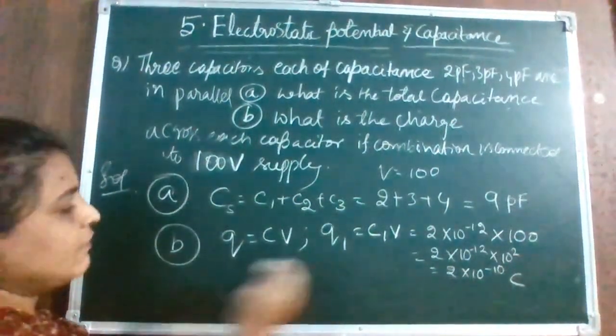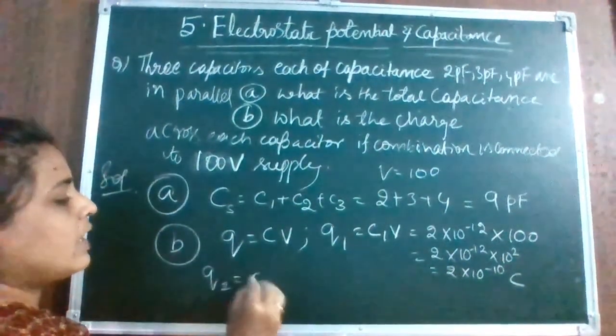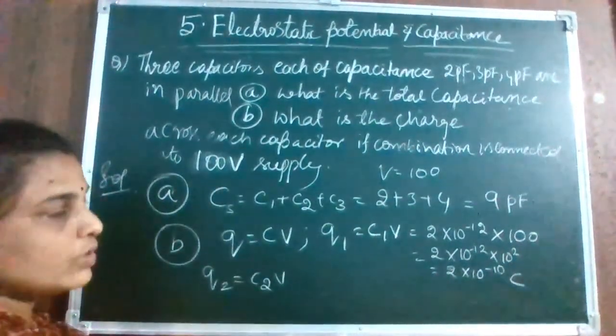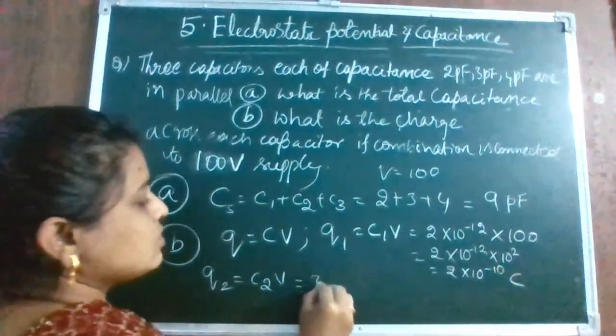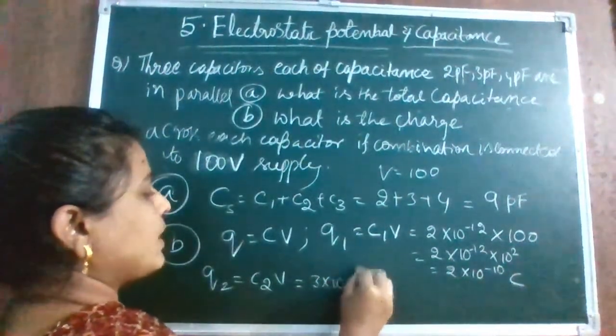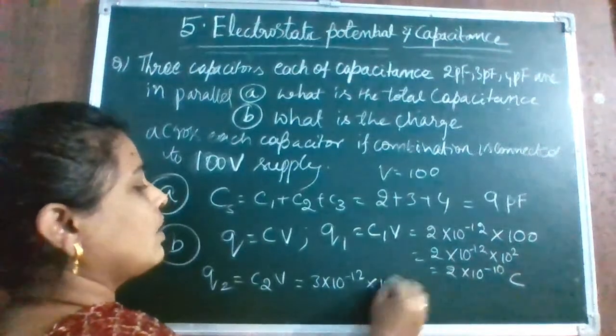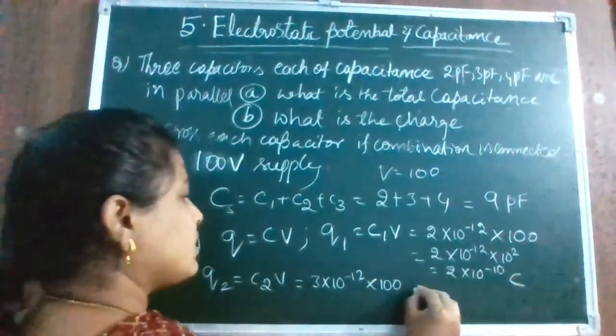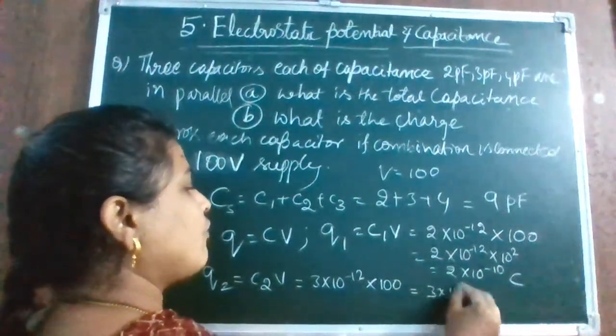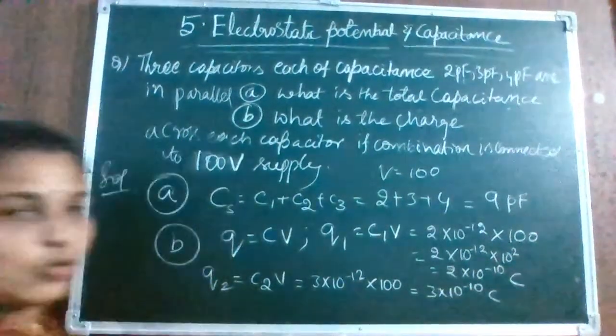Similarly for Q2, we have C2 into V. C2 is how much? 3 picofarads. So 3 into 10 to the power of minus 12 into 100. V is equal to 100. That is equal to 3 into 10 to the power of minus 10 coulombs.